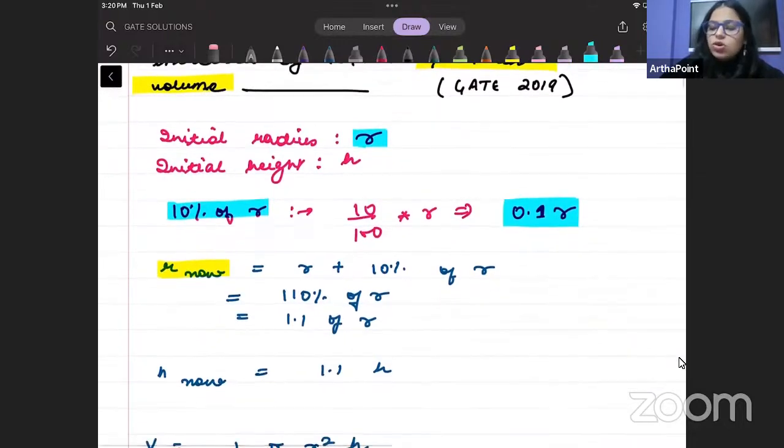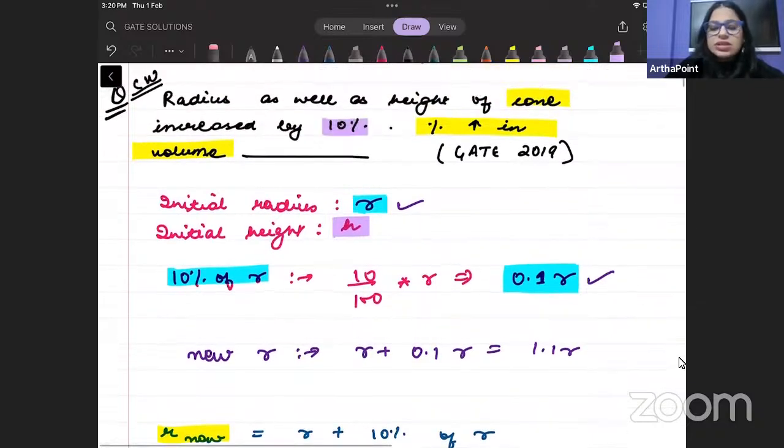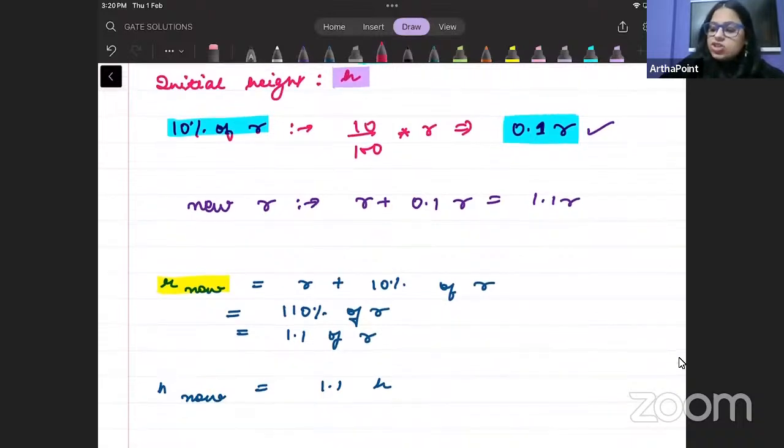So what is going to be your new radius? It is going to be the initial radius plus the increase in the radius. This is going to be 1.1 r. Similarly, you are given that the initial height is h, and there is a 10% increase in the height. Same thing: 10% of h will be 0.1 h. So the new height is going to be 1.1 h.